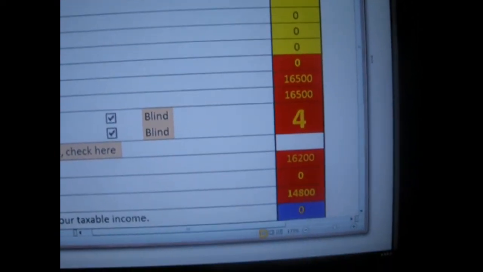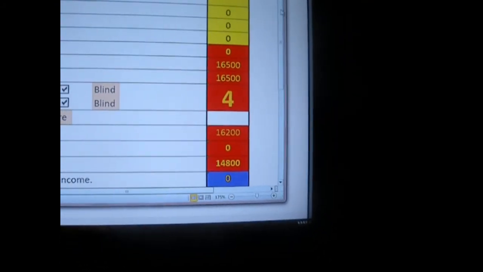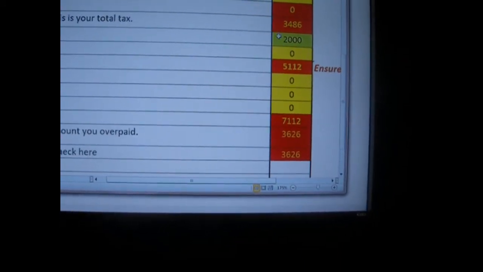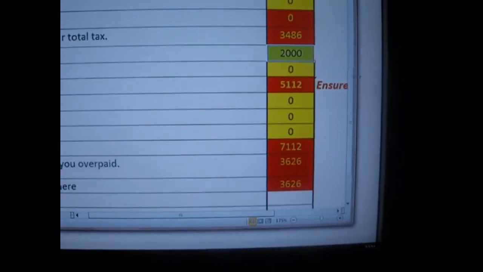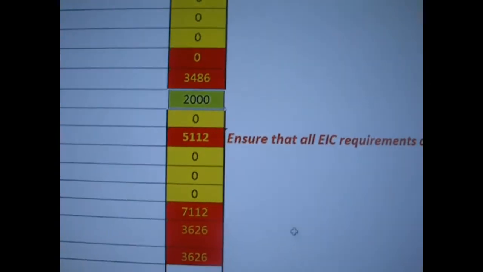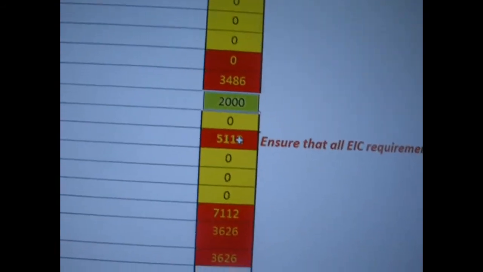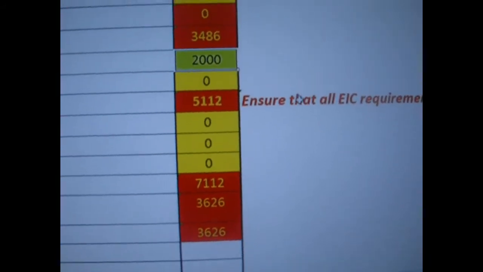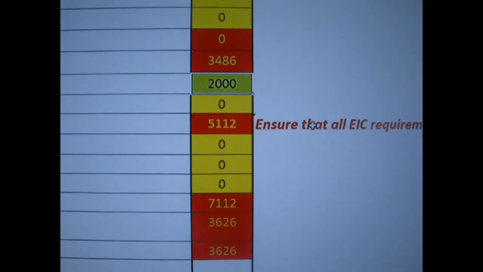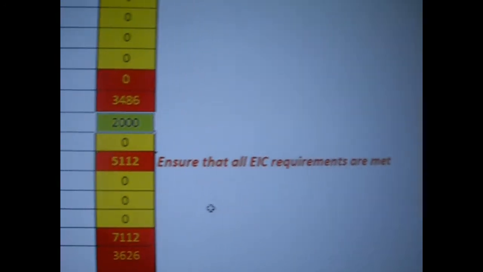They are both over a certain age, and they're both blind, so of course they're seniors, and they're handicapped. Here I've entered that $2,000 was taken out of the check for the year. And notice here it says insure. Now this will disappear if nothing shows up here, if you don't qualify, but it's obvious because of their age, they qualify for the earned income credit of $5,112. But I have here ensure that all earned income credit requirements are met.